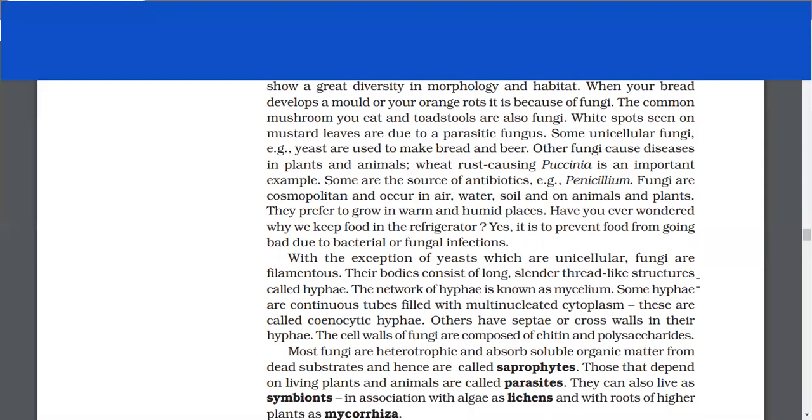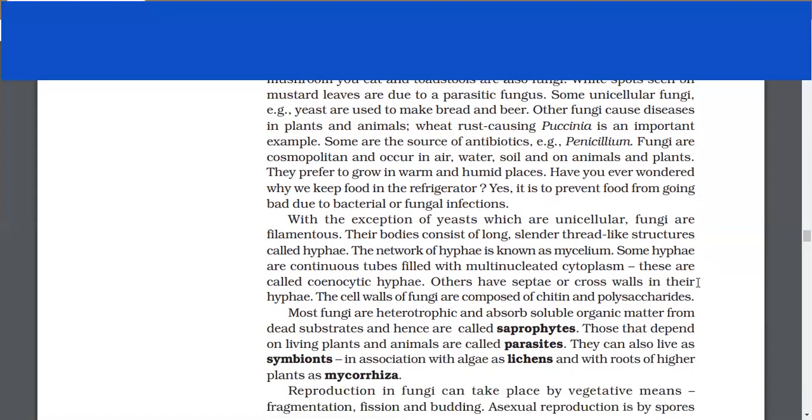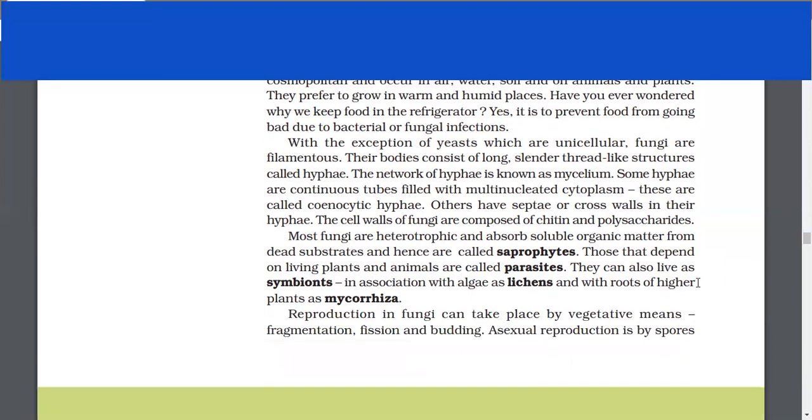Fungi are cosmopolitan and occur in air, water, soil, and on animals and plants. They prefer to grow in warm and humid places. Have you ever wondered why we keep food in the refrigerator? Yes, it is to prevent food from going bad due to bacterial or fungal infections. With the exception of yeast, which are unicellular, fungi are filamentous. Their bodies consist of long, slender, thread-like structures called hyphae. The network of hyphae is known as mycelium.